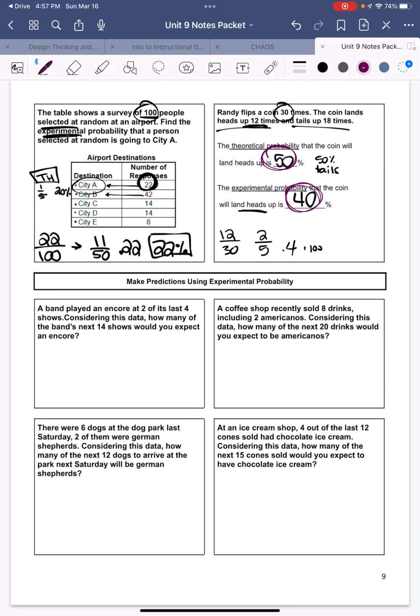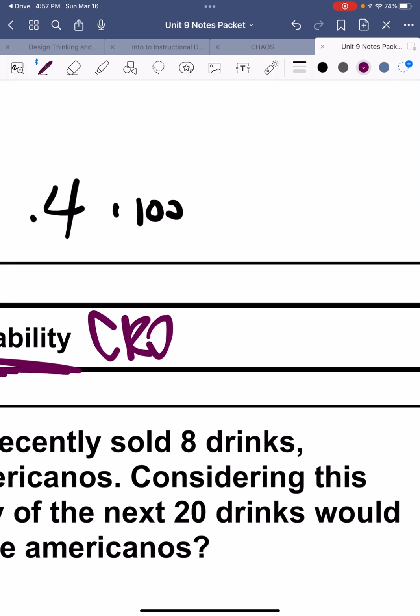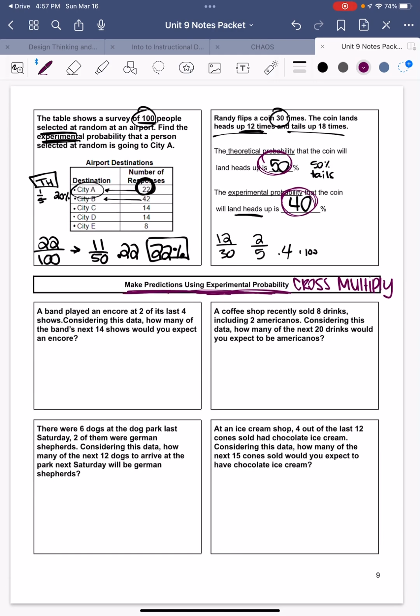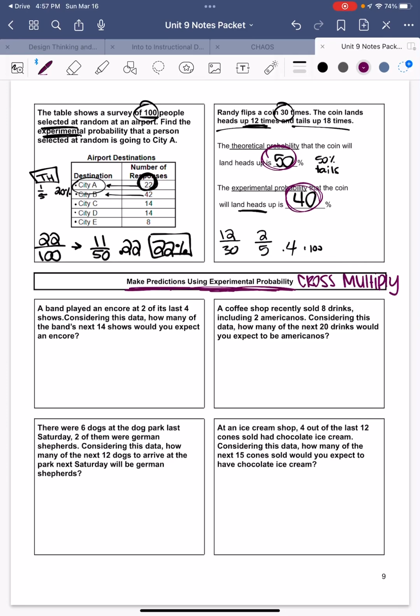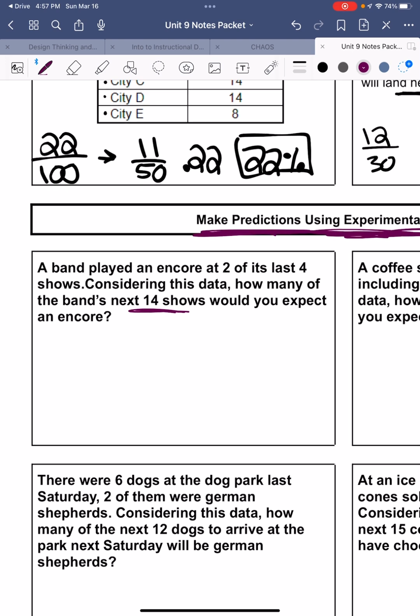All right, now we're going to make predictions, and this is where we have to cross multiply. We talked about this a little bit last week. We're going to continue with it today. We know to cross multiply when it's asking you about a specific number. So this one says a band played an encore at 2 of its last 4 shows. What do we think is going to happen for the next 14?